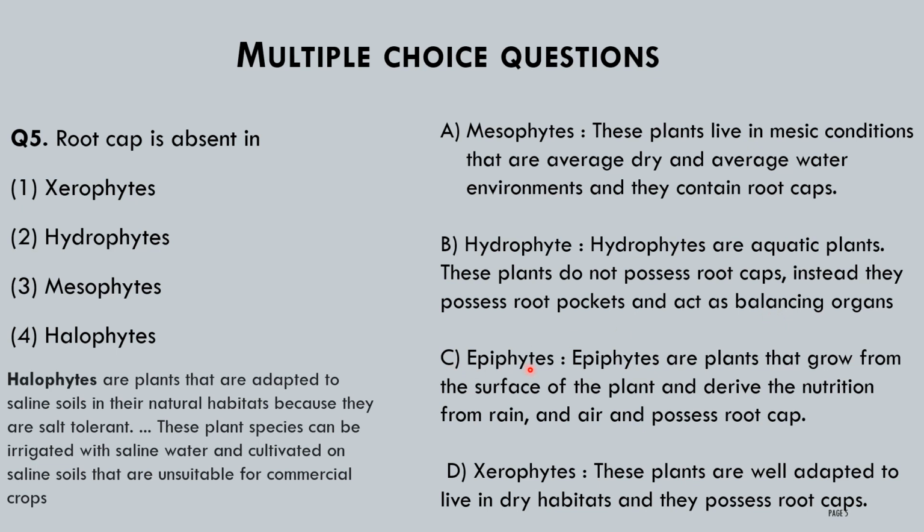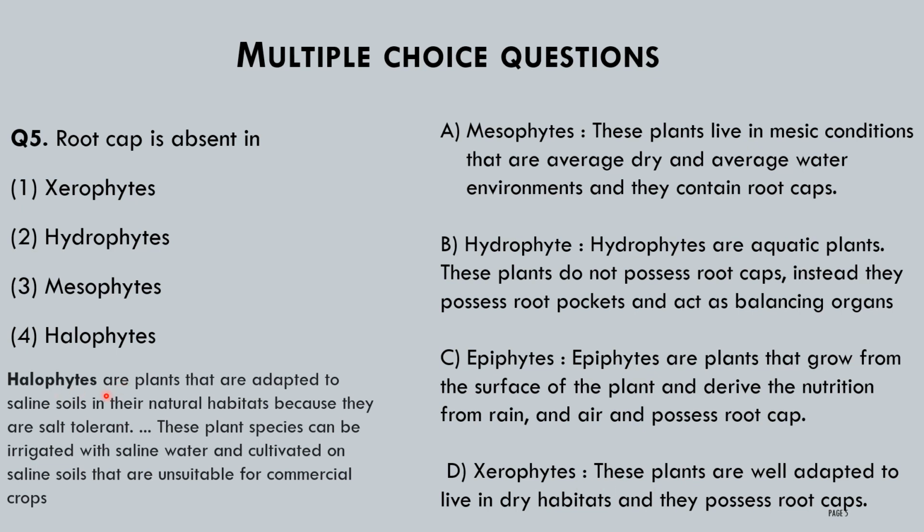Next one, epiphytes. Epiphytes are plants that grow on the surface of another plant. They derive nutrition from rain and air, and they possess root caps. Xerophytes, these plants are well adapted to live in dry habitats. They can live easily in dry habitats. They possess root caps.